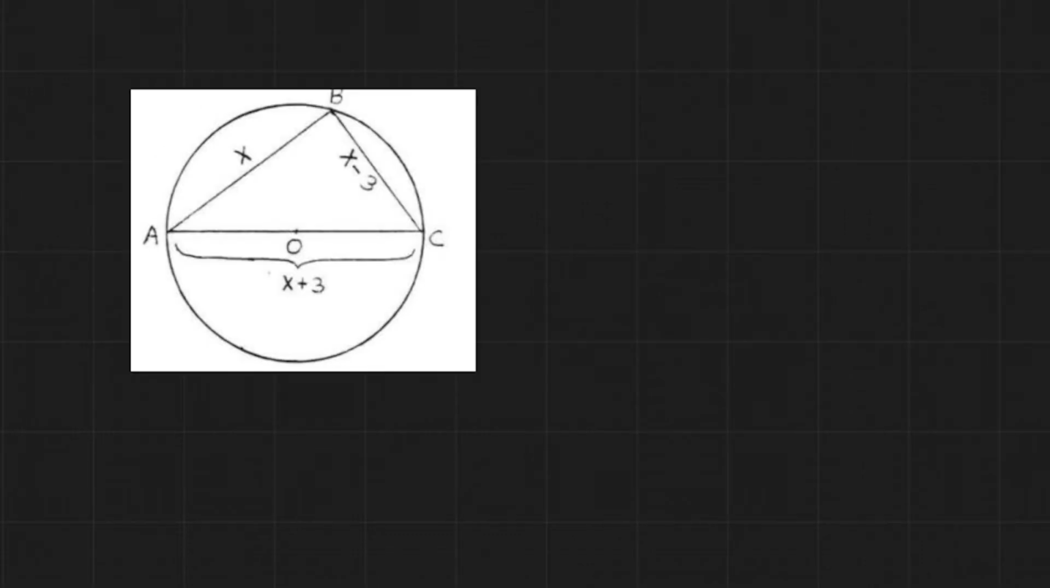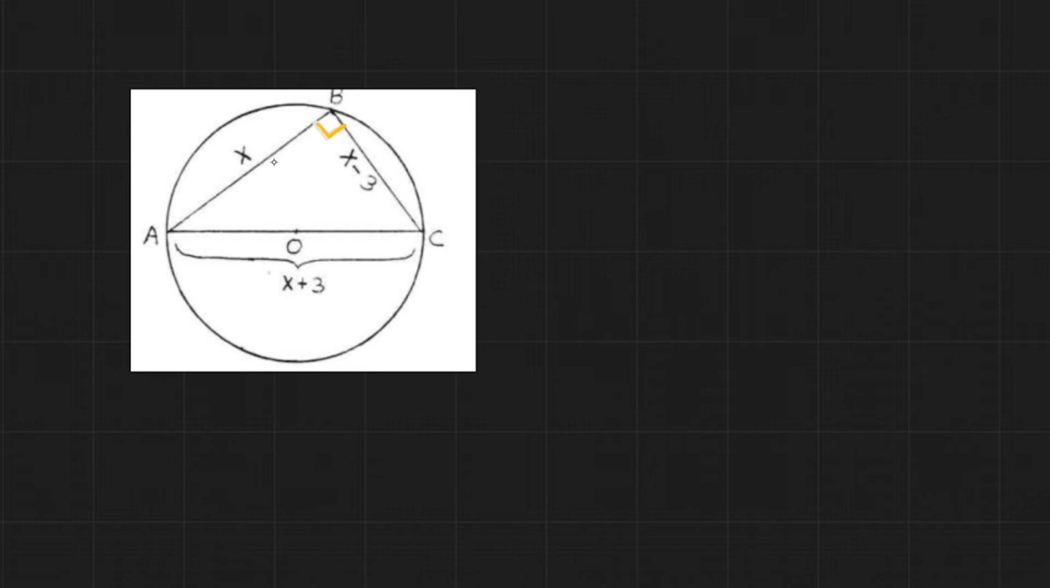Let's have example number 5. Now, in this case, again, I know by theorem number 2 that this is a right angle. This is a right angle. And triangle ABC is a right triangle. Therefore, I can use the Pythagorean theorem. Ay, paano ko pala nalaman? Because of theorem number 2.